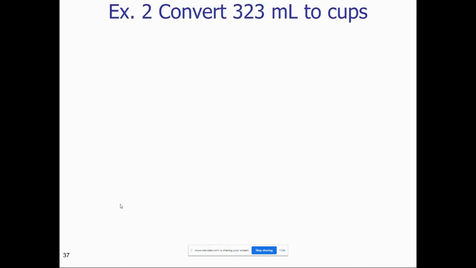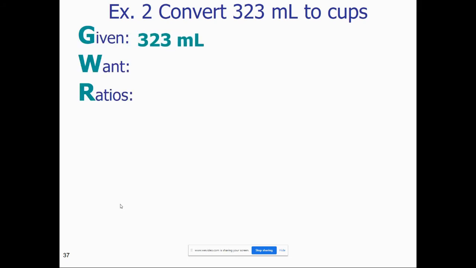Okay, let's do another problem. Convert 323 milliliters to cups. What is given? 323 milliliters. That's what we know. That's what's given. What do we want? We want to know how many cups that is. We're going from milliliters to cups.